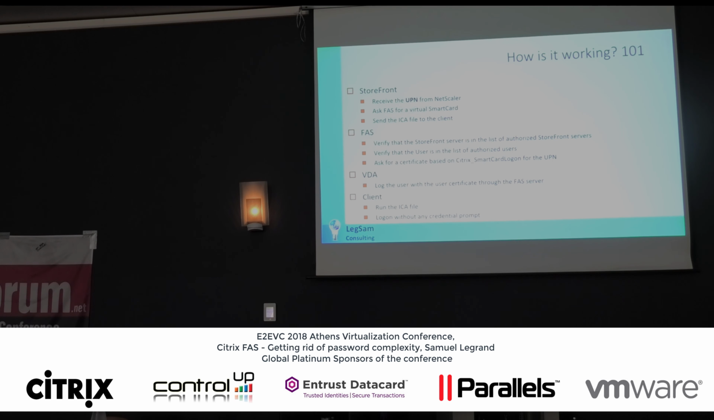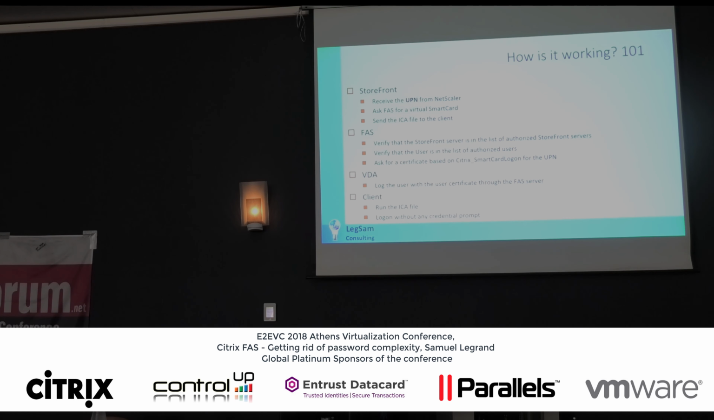So, storefront needs to receive a UPN from Netscaler. It will ask FAS for a virtual smart card, send the ICA file to a client, and FAS will receive the UPN from the storefront. It will check if the storefront is authorized for asking for certificate. So you have a list of the storefront servers that you need to configure. And then you will verify that the user is authorized to ask for a certificate too. And then ask for the certificate using the Citrix Smart Card logon for the UPN received.